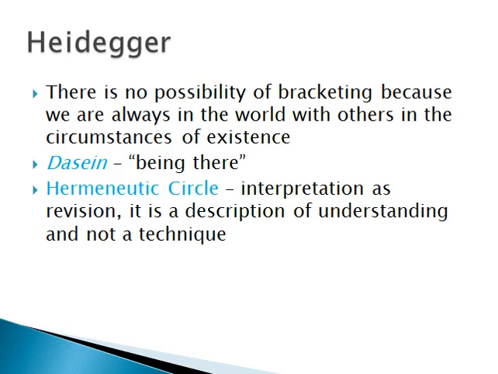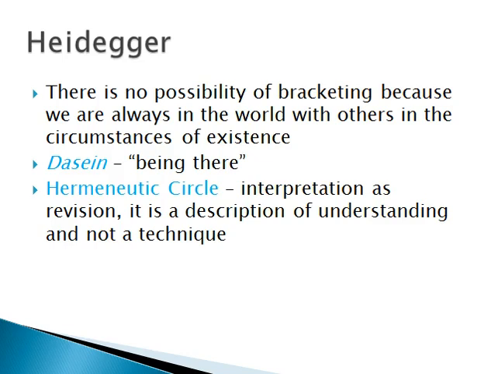And Dasein is what he talks about when he talks about self, myself, yourself, someone else's self. So each person is Dasein. Each person is being there. Each person is within the circumstances of their existence. And this problem of not being able to bracket, not being able to suspend judgment.